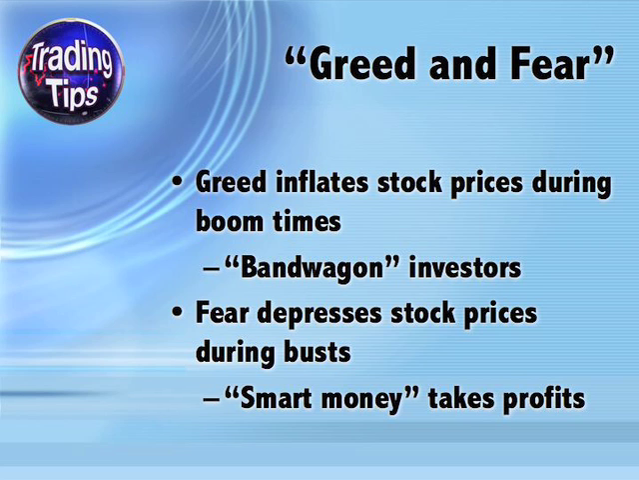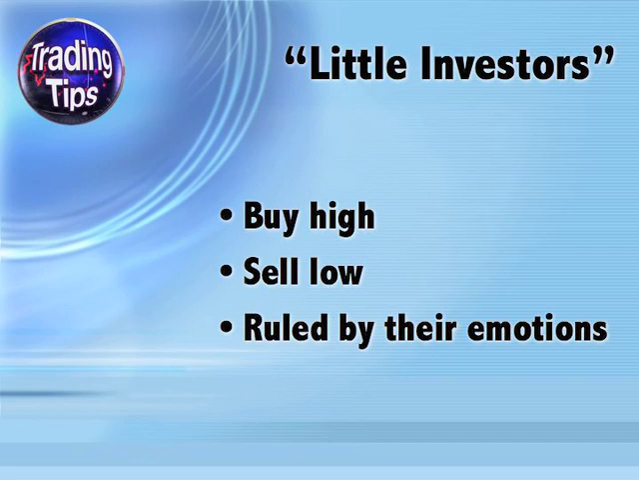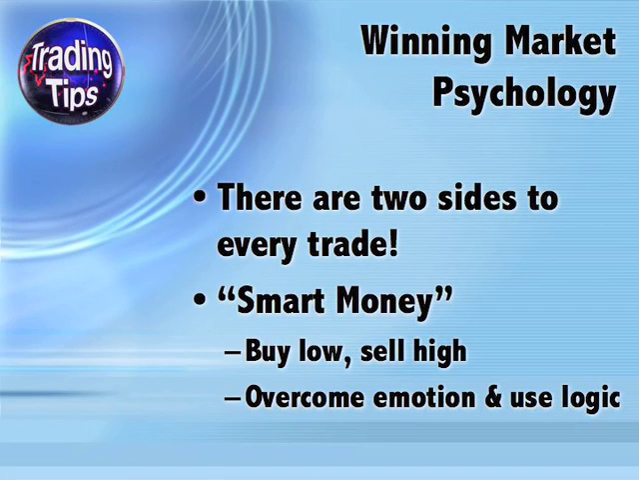This is when the smart money takes profits. By allowing their trades to be ruled by their emotions, little investors tend to buy high on greed and sell low on fear. But there are two sides of every trade. Just as being ruled by the emotions of greed and fear is a sure losing market psychology, there's also a winning market psychology. The smart money, that is, professional investors, buy low and sell high. They do this by using logic to overcome their emotions.